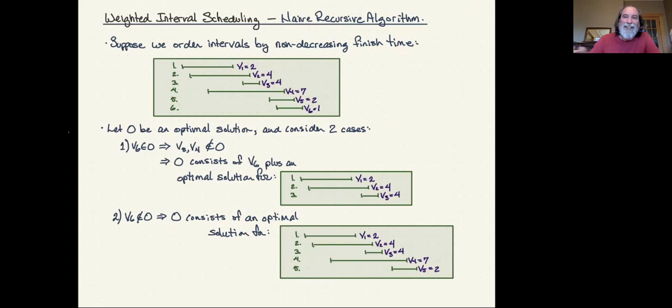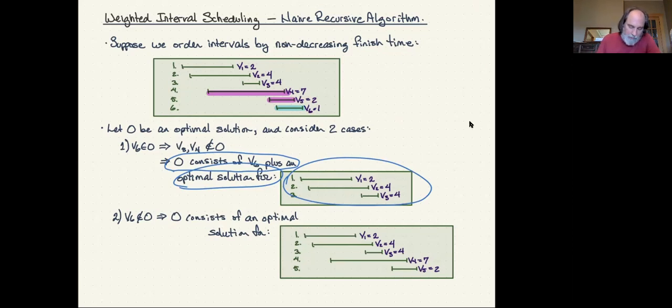Okay, so what's the choice? Well, if V6 is in the optimal solution, then we know what? Let me just mark it. Suppose we select V6, then we know V5 and V4 are not, right? Okay, so what do we have? We have that the optimal solution consists of V6 plus an optimal solution for what's left after you take V6 and V5 and V4, which are incompatible with it, out of the equation, right?